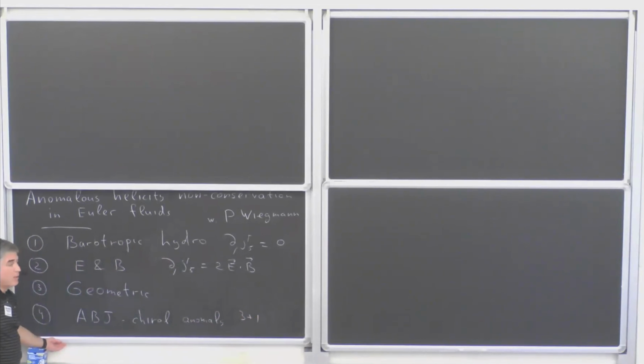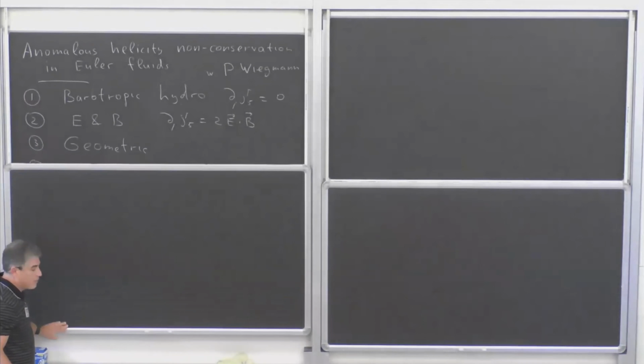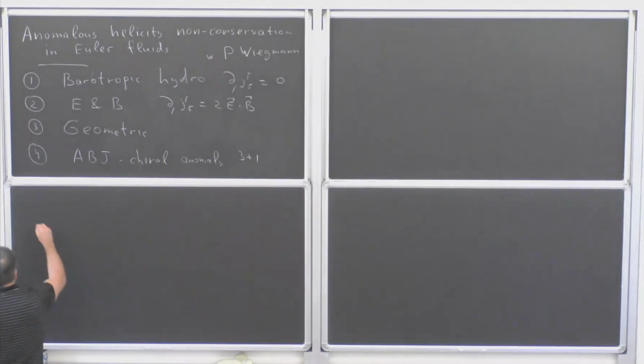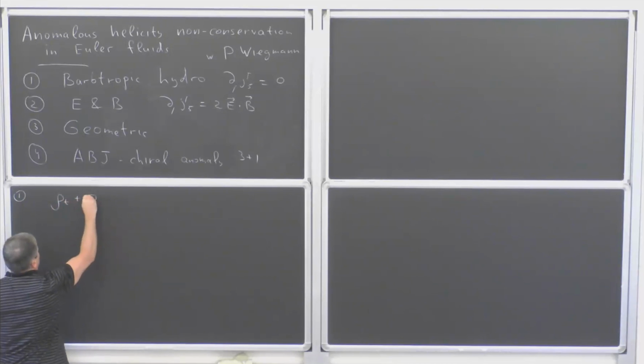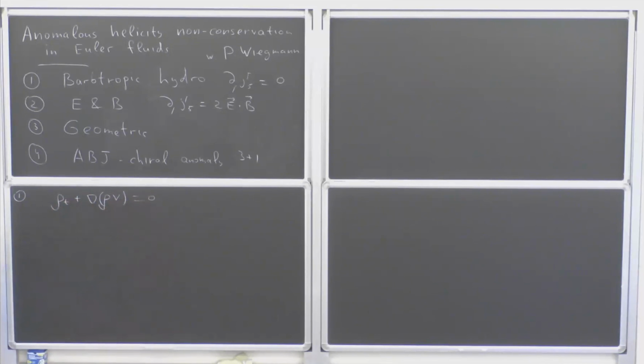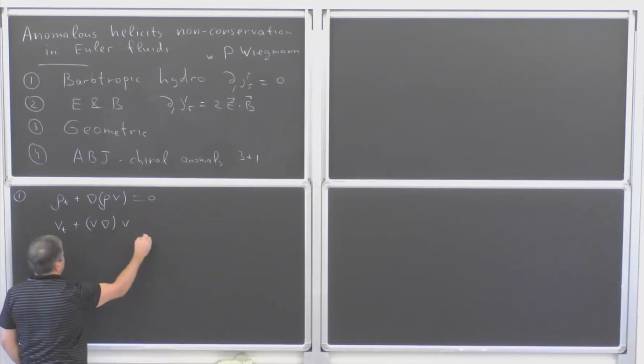Please interrupt me with any questions because people have different backgrounds. So first, let me start with barotropic fluid dynamics. I will start with the system of hydrodynamic equations, and one of those equations is the continuity equation. Another equation is the so-called Euler equation. There are many ways to write it. Let me write it in the most conventional way first.